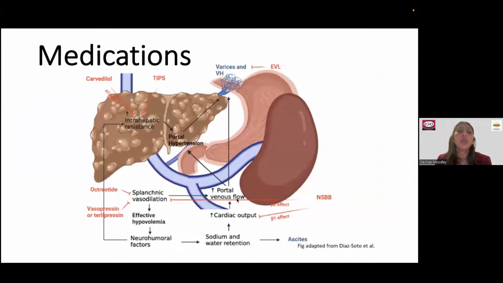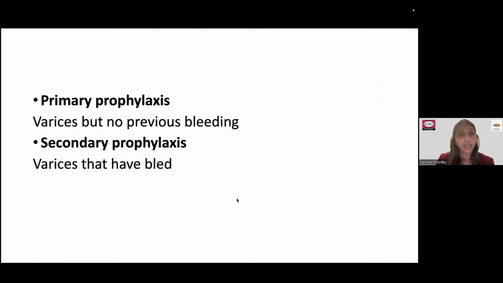This is just an overview of all the medications that we do use in portal hypertension, and mainly they work on controlling the splanchnic vasodilatation, your cardiac output, and your intrahepatic resistance. But I'll go into each one now. So just to remind you, primary prophylaxis is when you have varices but no evidence of bleeding or previous bleeding, and secondary prophylaxis will be treating varices that have bled before.